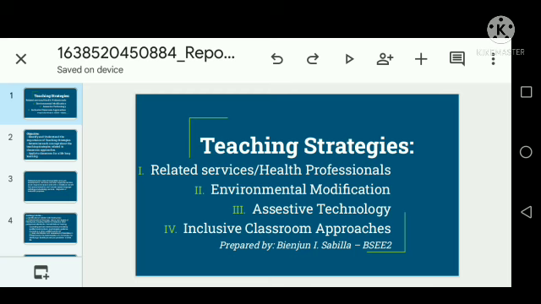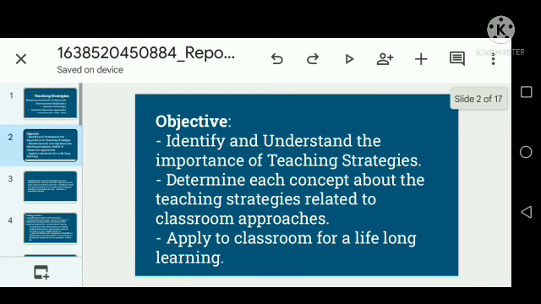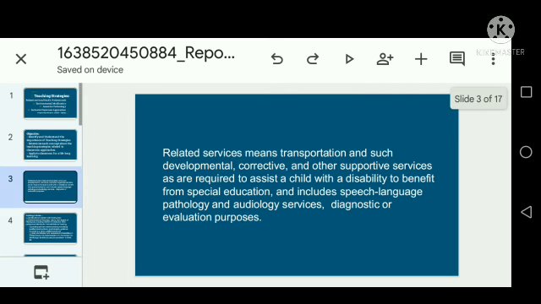All right. So our objective for this afternoon is to identify and understand the importance of teaching strategies, determine each concept about the teaching strategies related to classroom approaches, and the last one is to apply to the classroom for lifelong learning. So let's begin. Now, what is related services or health professionals?